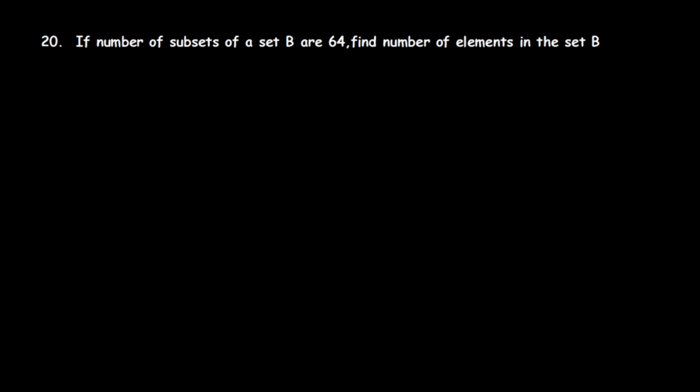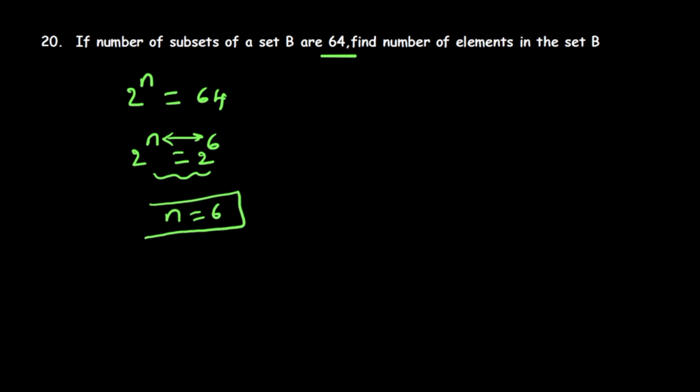If the number of subsets of the set B is 64, then find the number of elements in the set B. Just now we discussed the formula to find the number of subsets, 2 to the power of n. This 2 to the power of n is equal to 64. How do we write 64? 2 to the power of 6. You can observe that when the bases are equal, you can take the powers equal. So n is equal to 6.